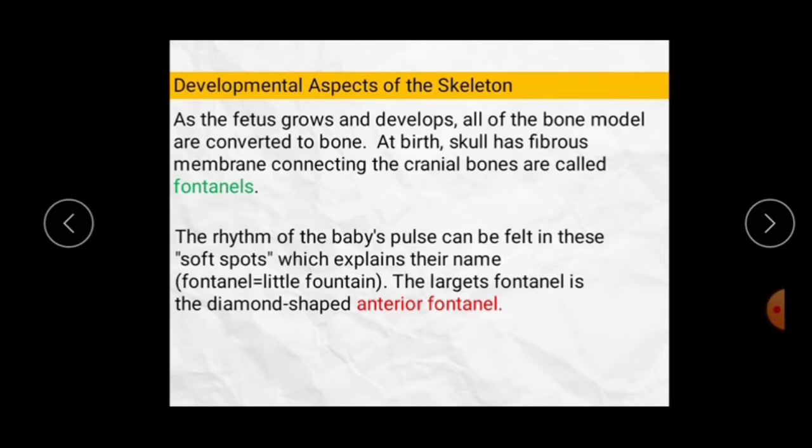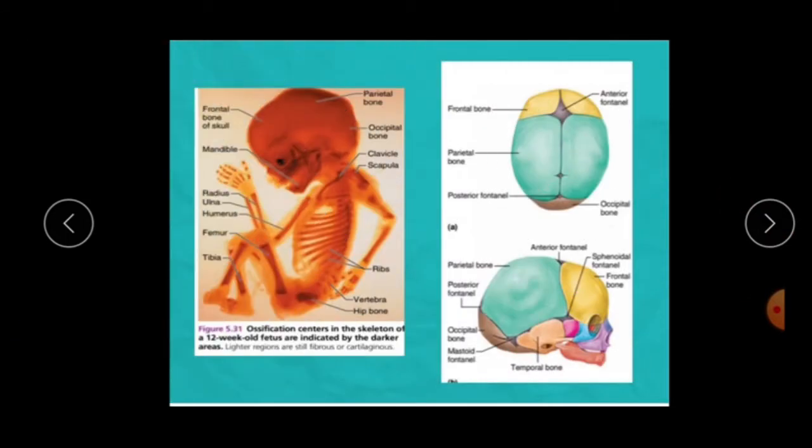Yung fontanelle naman is hindi siya delikado. Para siyang connective tissue. And, ayun nga, which explains their name, little fountain. Makikita natin mamaya kung ano yung largest fontanelle, which is the anterior fontanelle. Para siyang diamond shape. Yan, yung nasa middle part at pinaka sa taas ng ulo natin, which is the anterior fontanelle.